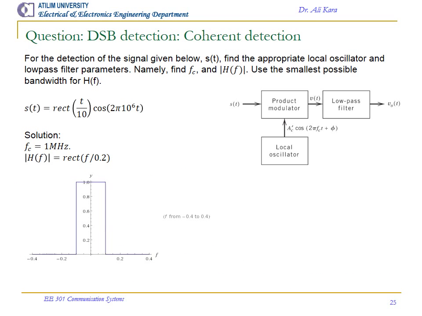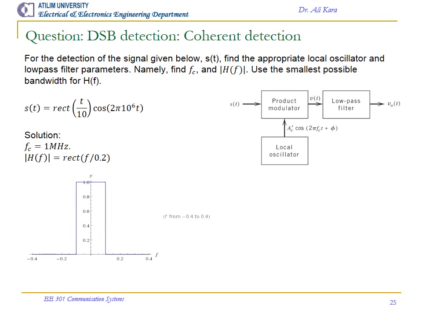Question: DSB detection, coherent detection. For the detection of the signal given below, s(t), find the appropriate local oscillator and low-pass filter parameters. Namely, find fc of oscillator and magnitude spectrum of H(f). Use the smallest possible bandwidth for H(f). s(t) equals rectangle t over 10 cosine 2 pi 10 to the power 6 t. Solution: use the first null bandwidth of the message signal to get to the lowest possible bandwidth of the low-pass filter H(f).